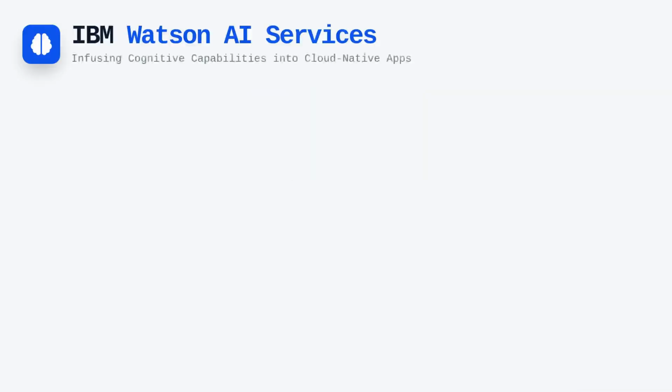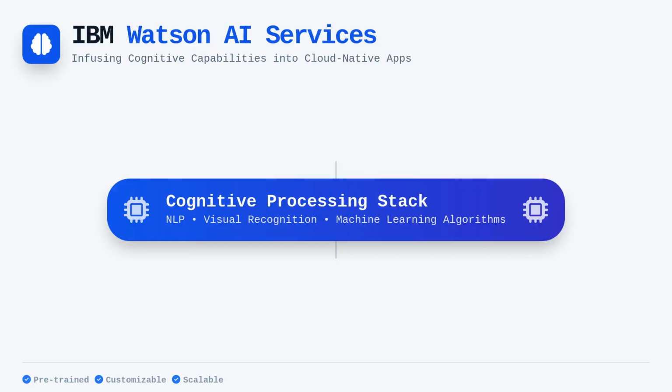When we approach the topic of Watson Artificial Intelligence Services, we are essentially looking at a collection of pre-trained and customizable APIs that allow developers to infuse cognitive capabilities into their cloud-native applications. These services are not merely black boxes. They represent a sophisticated stack of natural language processing, visual recognition, and machine learning algorithms that operate on the vast infrastructure of the IBM Cloud.